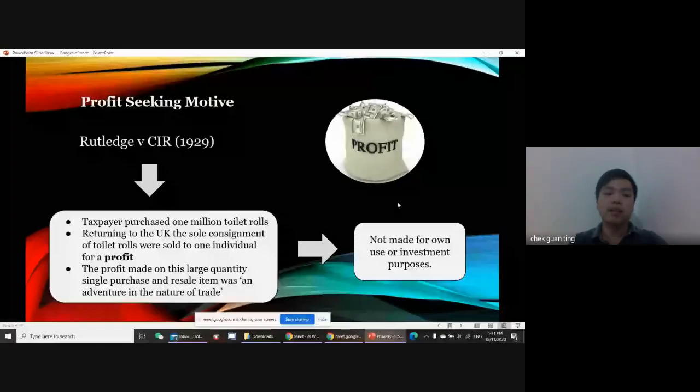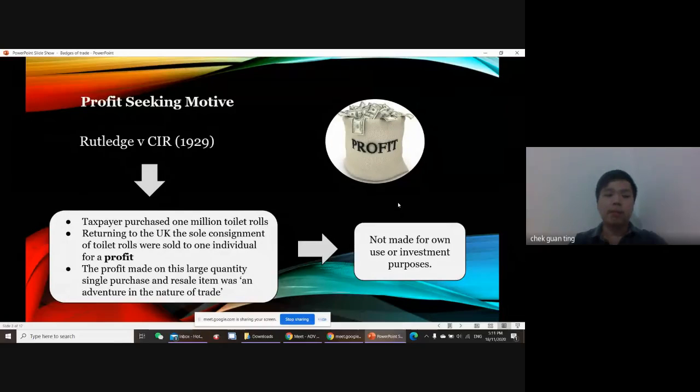So in this case we can see the Rutledge v CIR case in 1929. The case we will be seeing is the tax payable. He purchased 1 million Thai stock, and when he returned to the UK, he sold it to another person. He wanted to get a profit because the quantity he bought was high, and it was not to be used for his own use or for any investment purpose, because when he returned, he sold it to another.